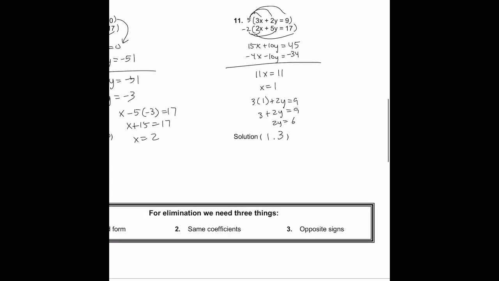So to wrap this up, to eliminate, we need to change it into standard form. I know standard form has to have the first coefficient be positive, but not necessarily standard form, but you want to keep it so that it lines up. Okay? Make sure you can make it into same coefficients and make sure it's opposite signs so that you can eliminate one of the variables.